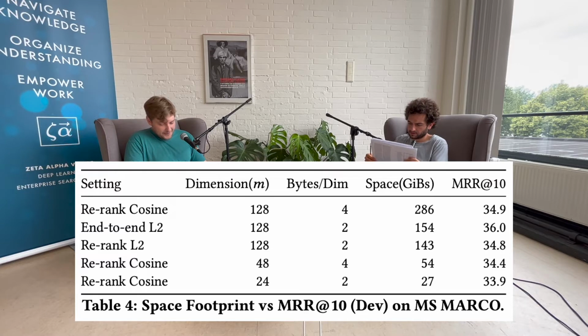Yeah. And they get this down all the way, for example, going from 128 to 24 dimensions, going from 4 to 2 bytes per dimension. So float 16, they get it down to 27 gigabytes. So it's still more space than the raw text, but becoming reasonable. Yeah. By the way, Andrew was referencing table 4 in section 4.5.